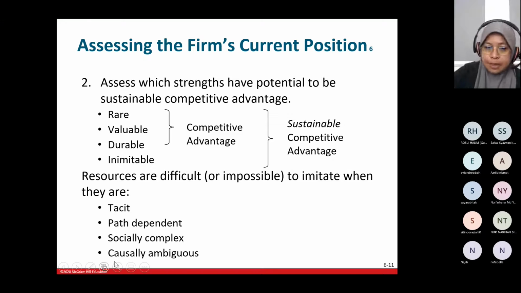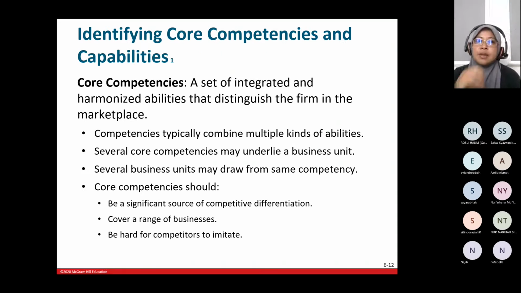If you have this, and the firm at the same time knows they have tacit knowledge, they know about path dependence, they secure the social or community aspects, basically they also have a sustainable competitive advantage, because all of these fall under this category, inimitable.